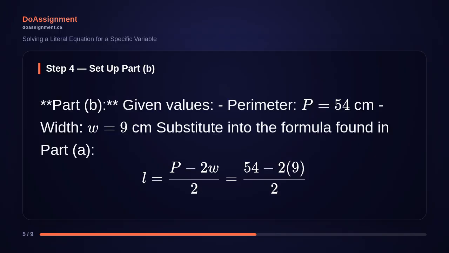Now for part B, we are told the perimeter is 54 centimeters and the width is 9 centimeters. We substitute these numbers into our new formula, L equals (54 minus 2 times 9), all divided by 2.